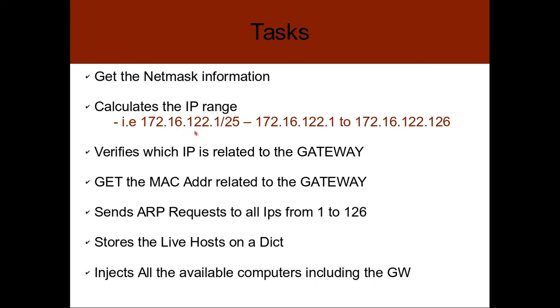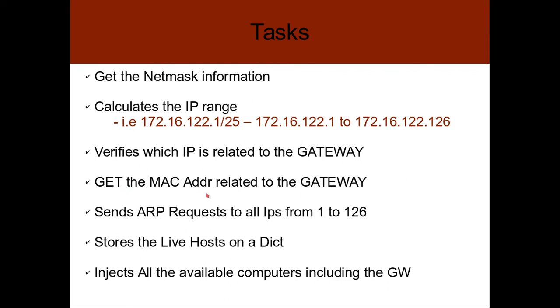And simply, let's assume that this was the network range, let's say /25, which is a CIDR network, and it is capable of calculating the first IP and the last IP address. Okay, it verifies which IP address is related to the gateway. This is actually done with another function here.